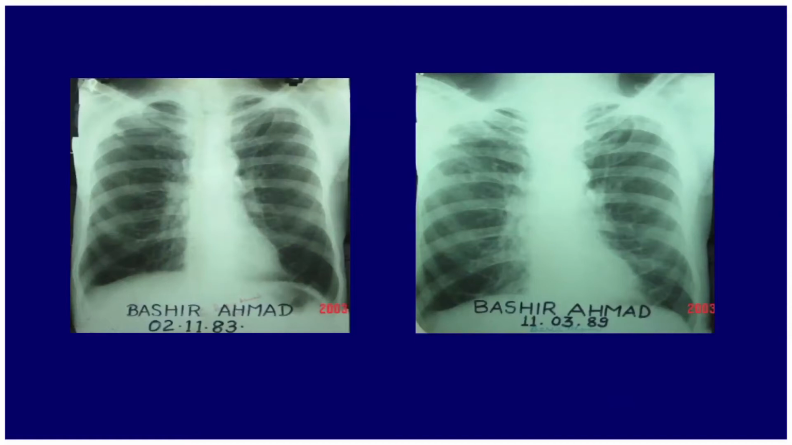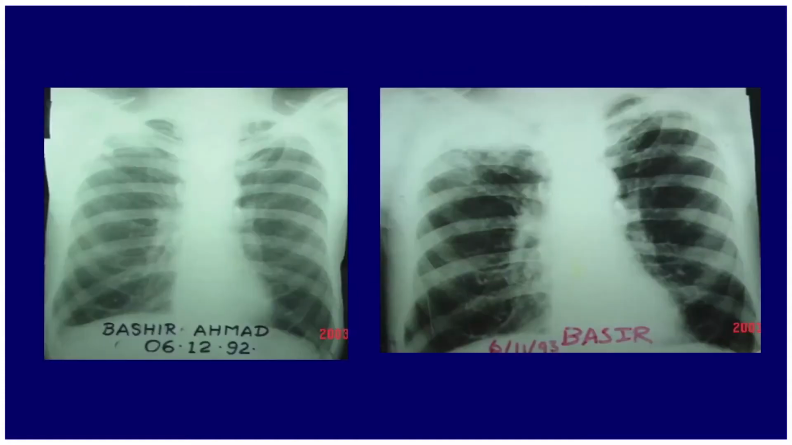Now, this was another gentleman who had suffered from tuberculosis in 1983, and he got treated for tuberculosis and got well. Now, after about 9-10 years, he developed recurrent hemoptysis, and you know that shadow has appeared in the right upper zone at the previous site of tuberculosis.